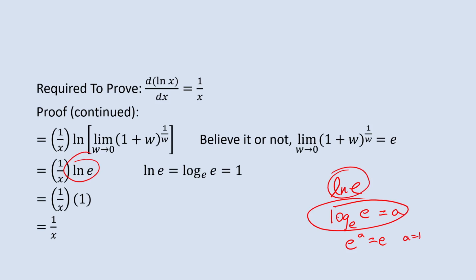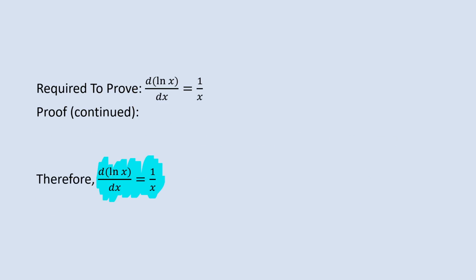So this 1 over x ln e becomes 1 over x times 1, which is 1 over x. And so what we've just shown is that the derivative of ln x with respect to x is equal to 1 over x. Okay, we've accomplished our goal.